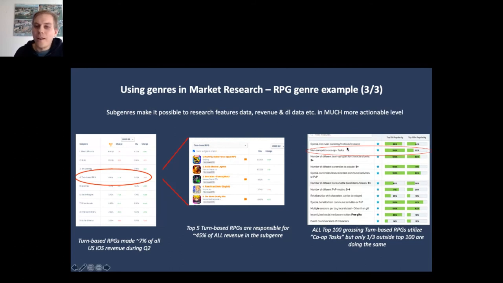And for example, here we can find a data point that shows us that when it comes to the non-competitive co-op tasks communal feature, all the top 100 turn-based RPGs are using this feature, but only 32% of games outside top 100 are doing that. So in other words, it would look like this particular feature is a differentiating feature between the best performing TRPGs and the TRPGs that have not been able to find that much success.